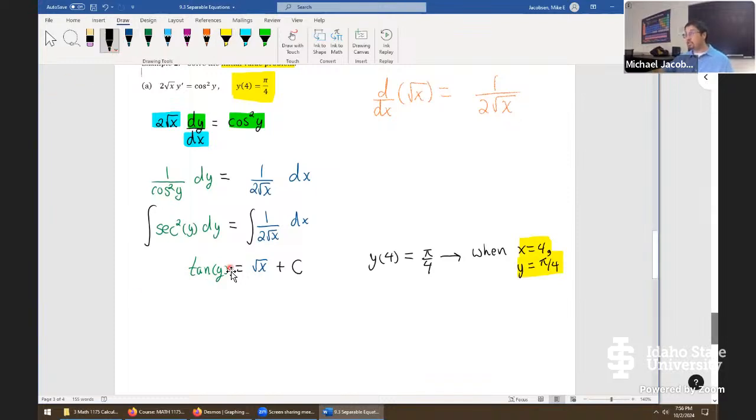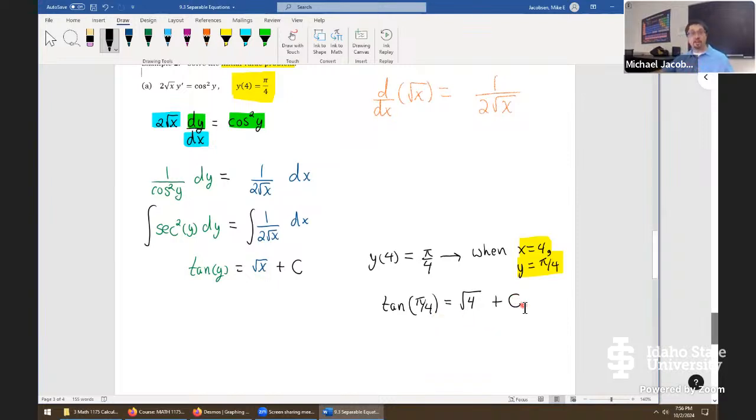So let's rewrite this equation. This becomes tangent. The y variable we transfer to pi over 4 equals square root of, for the x variable, we're inputting in 4. Notice these are all constants. That just makes the evaluations immediate, plus the constant c.